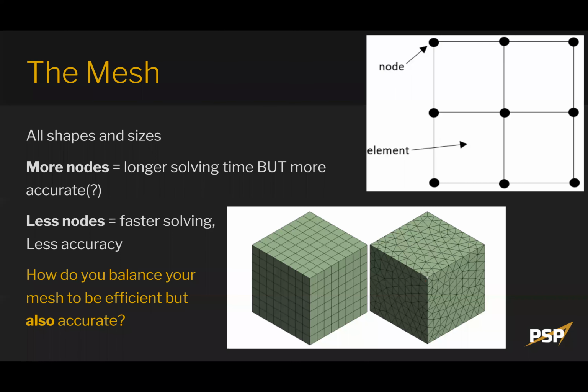Let's talk really quickly about actually solving using some of the information we've learned earlier. We'll talk about the mesh to begin with. Meshes come in all shapes and sizes. This is very similar to my FEA workshop, but important to know. More nodes, which are these points, means longer solving time but more accurate results. Fewer nodes is a faster solving time, but less accuracy, because you're using fewer points to solve for along whatever body you're solving on.